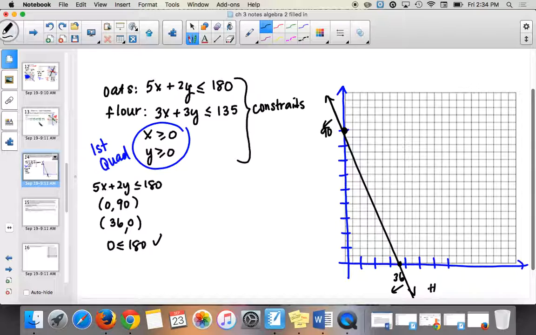And we should always label too. We should say number of batches of honey oat. The number of whole grain.